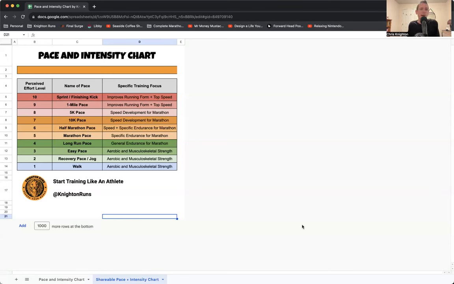And then as we get into mile pace running and maybe even a little bit of sprinting, this is really all about improving your running form and your top speed. So this is something that is important to do in very small doses when marathon training to make sure you're continuously working on your running form and your top speed. But since it's so far removed from the specific demands of the marathon, it's just a very small sprinkling of intensity that you would put into your overall training.